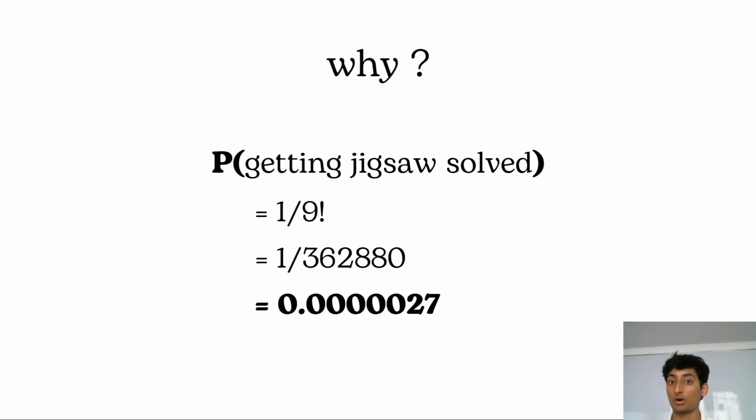But for a jigsaw problem, it is not as straightforward, because the probability of getting the jigsaw solved randomly is 1 upon 9 factorial, because you have 9 factorial permutations.